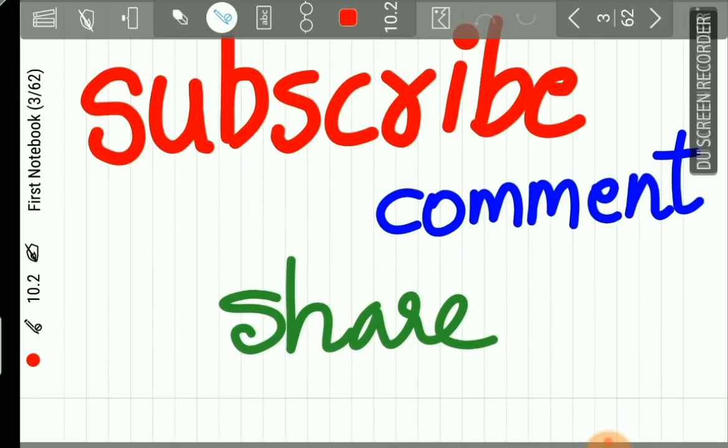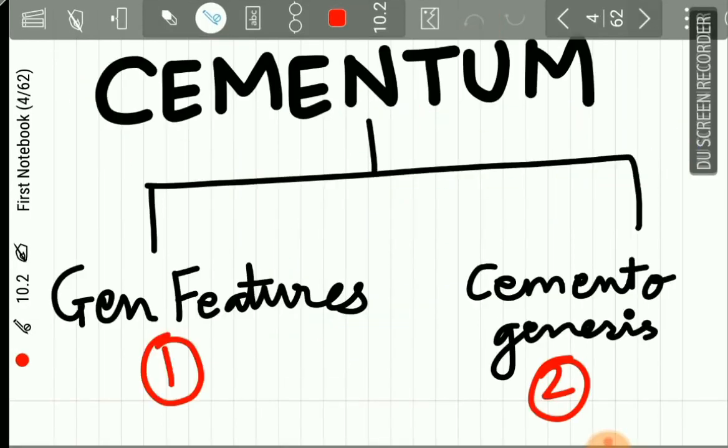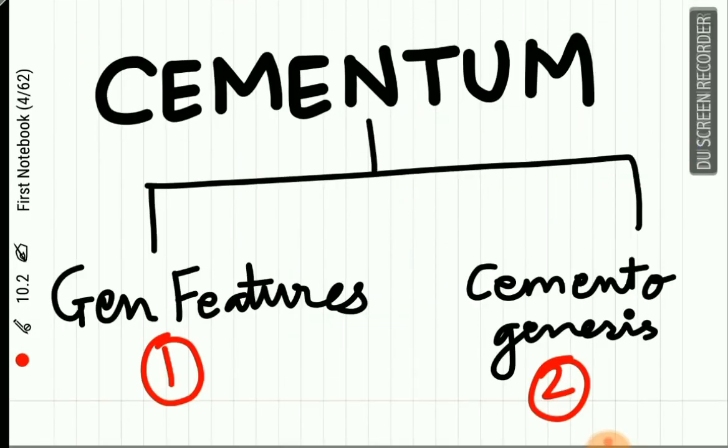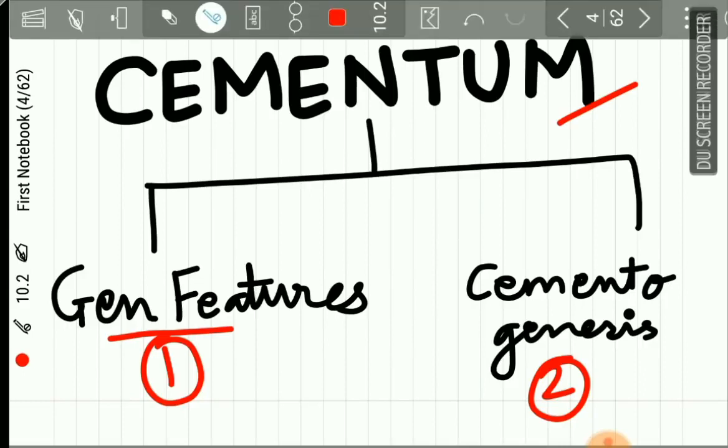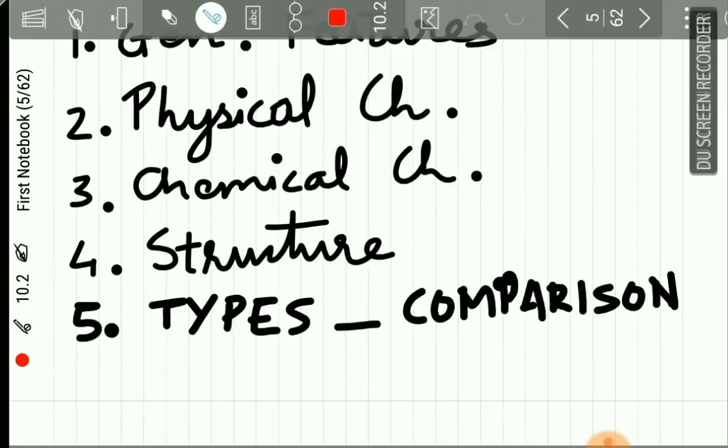So without wasting any time, let's start with today's topic, which is cementum. Cementum we would be studying in two parts. In part 1, we would be studying about the general features, and in part 2, we will be studying about the cementogenesis. So let's begin with part 1.